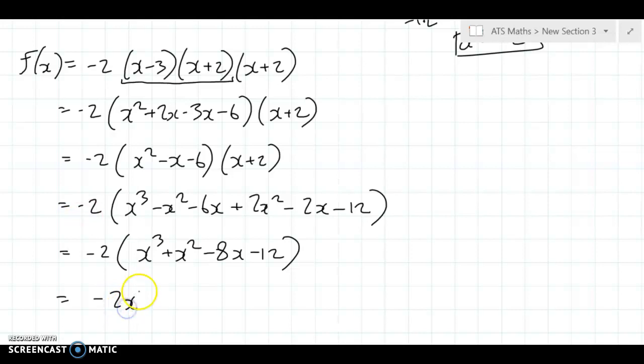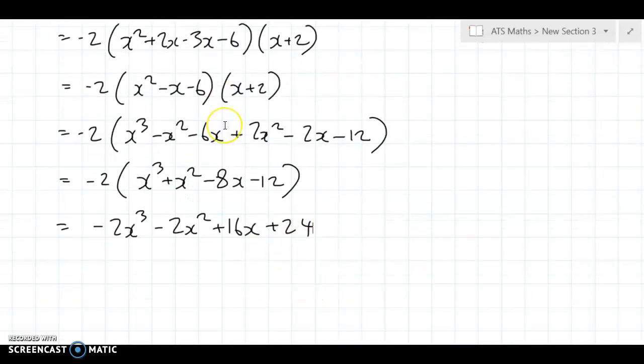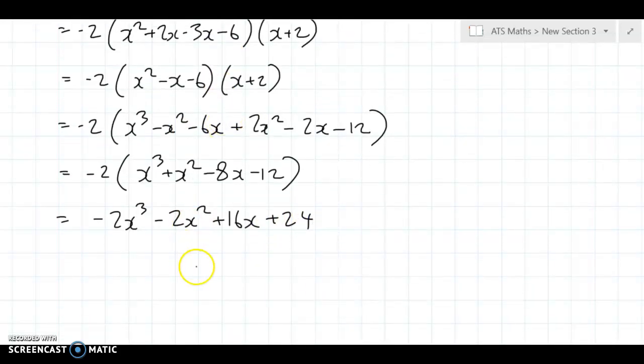And that gives us minus 2x cubed minus 2x squared plus 16x plus 24. So there's a, b, c and d. A equals minus 2, b equals minus 2, c equals 16, and d equals 24. Now you could draw that on Desmos if you wanted to check it out.